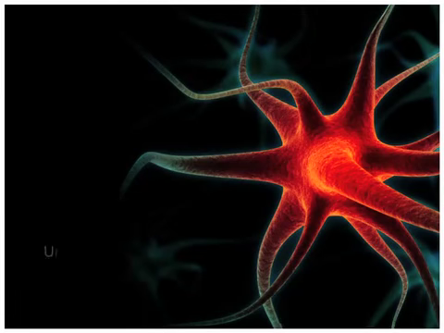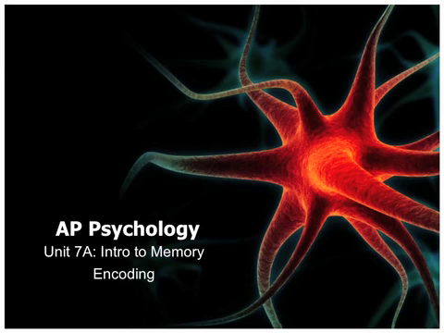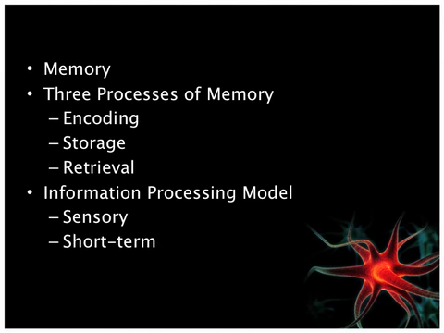Okay, AP Psych class, welcome to our Unit 7 on memory and thinking and language. In general, it's just going to be referred to as cognition. Unit 7A is talking specifically about memory, so our introduction is just kind of a brief one, and we'll talk about intro to memory and encoding. And so let's talk about what memory is.